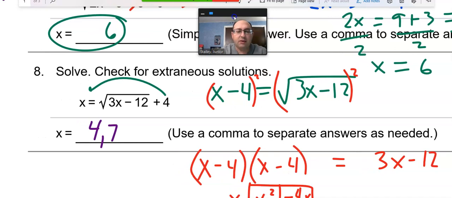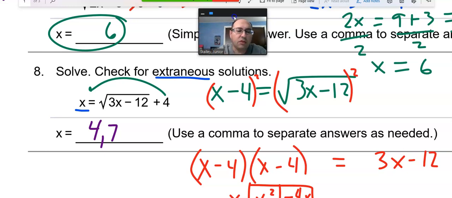Okay, now we get to question 8, and I want you to notice something. We have an x value or a variable that's outside the radical. Now we need to check for extraneous solutions. Even though we're going to go through this process, when we get done, we may or may not have two good solutions. We shall see.